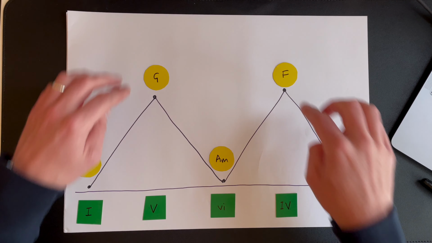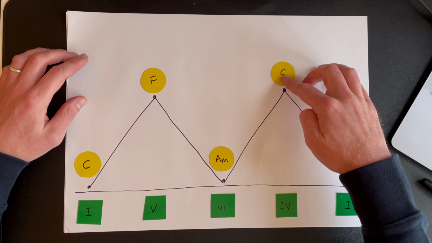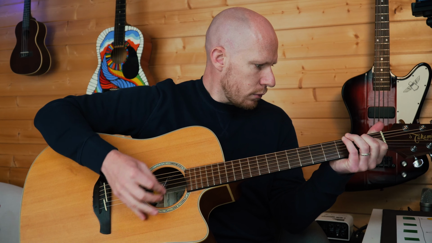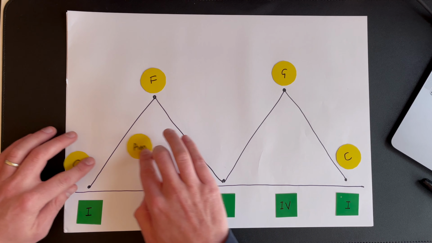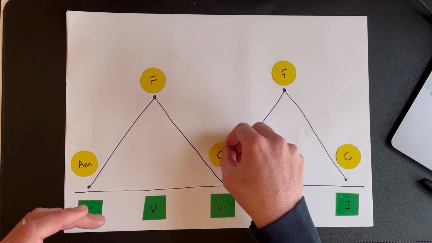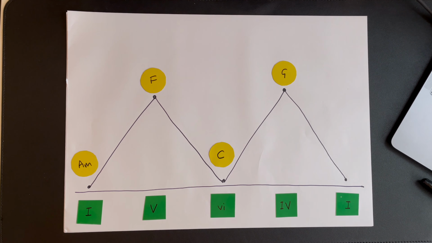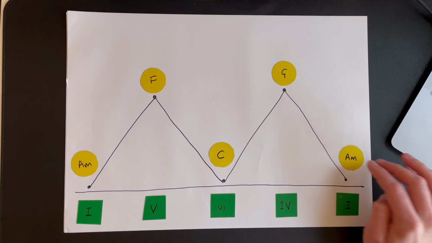Let's try C, F, A minor, G, closing on the C. Still works as home, away, home, away, home. And the shape is still balanced. So what if we start on a different chord? The A minor. Well, as long as we maintain the pattern, home chord followed by an away chord, and so on and so forth, it still sounds balanced.